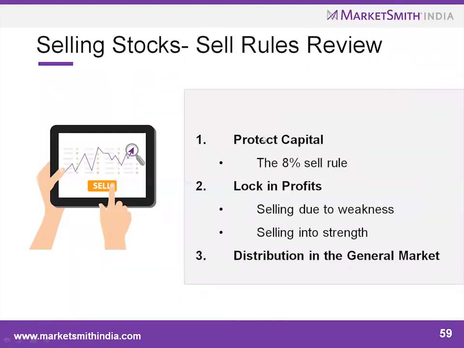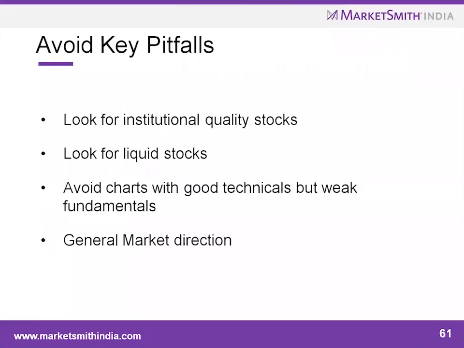Now sell rules review: protect capital with the 8% sell rule, lock in profits. You have selling due to weakness and selling into strength. Selling into strength is your profit booking. Selling due to weakness is institutional selling, gap down, or say the stock is just moving sideways. And then the third one is your distribution in the general market.